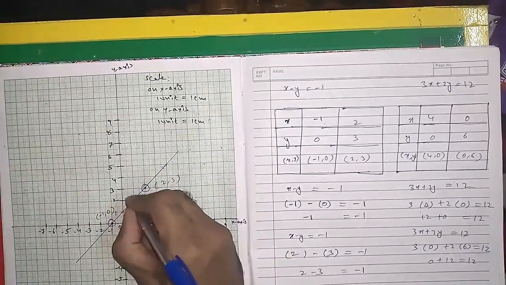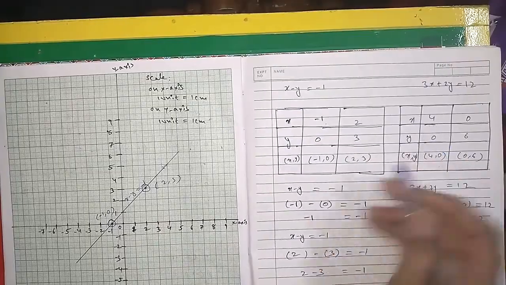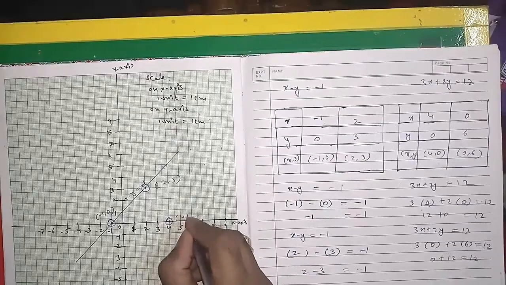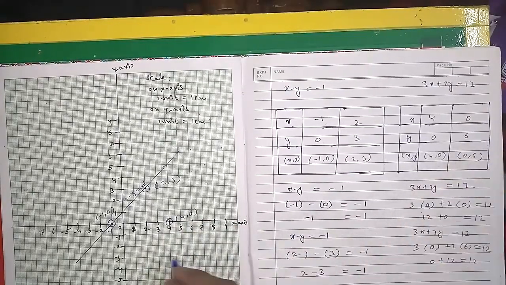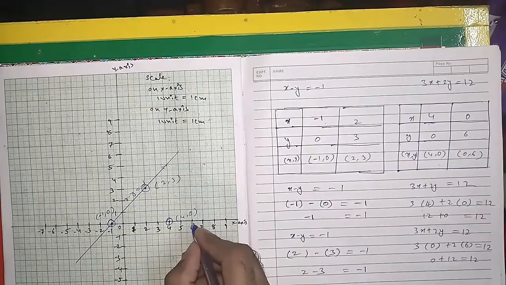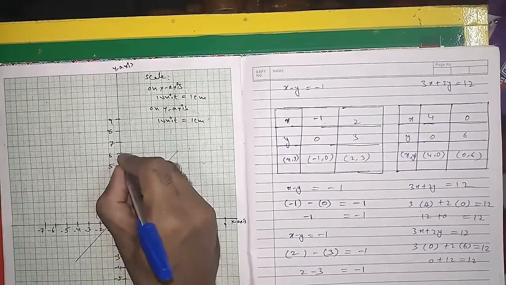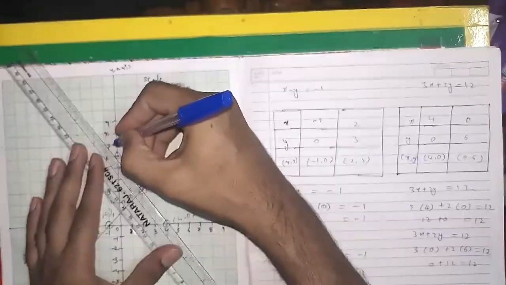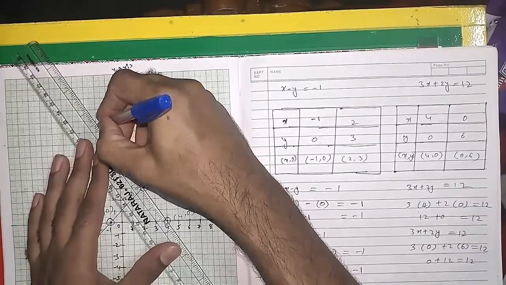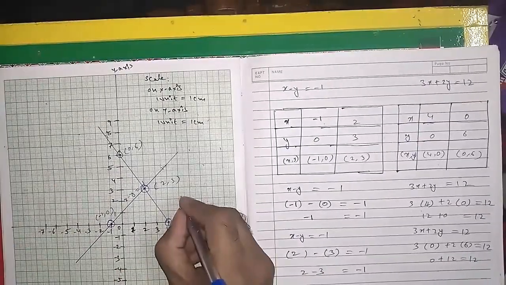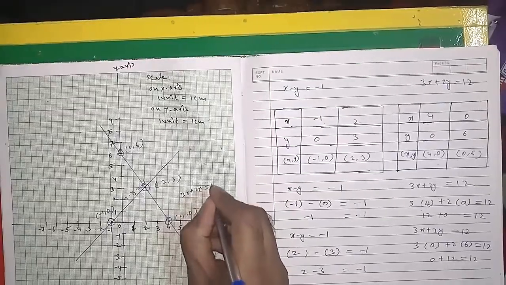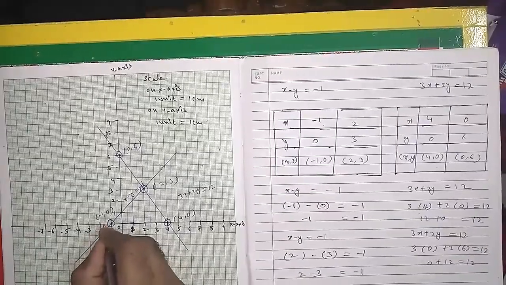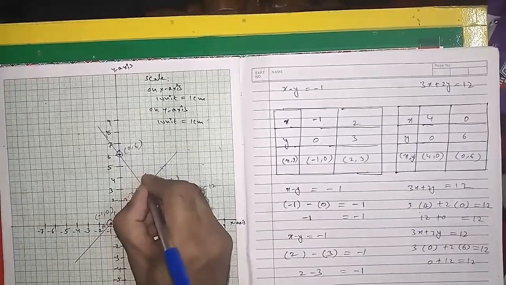Next, 4 comma 0. 4 on x axis, 0 on y axis. 4 comma 0. Next 0 comma 6. 0 on x axis, 6 on y axis. 0 comma 6. Join these two also. It is 3x plus 2y is equal to 12. Now join this base. First name it as A, second name it as B, and third name it as C.